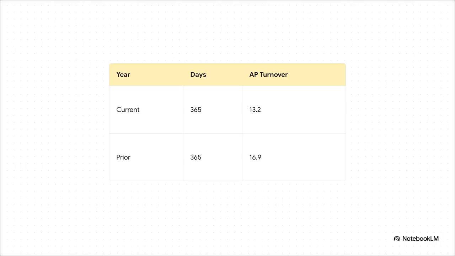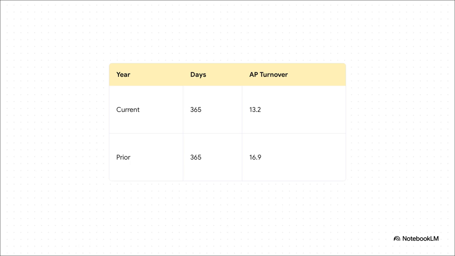Let's look at a quick scenario comparing a company's current, kind of sluggish turnover with its prior year. Notice how in the prior year, the turnover was 16.9 times. But in the current year, that turnover dropped to 13.2 times. Because the company is carrying a much higher balance in payables, it's just turning over less often. But what does that actually mean in real days?